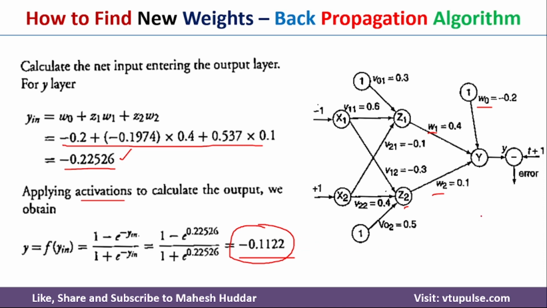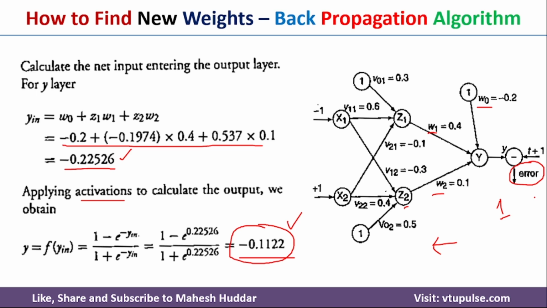But what is the actual output we have been given? The target output is equivalent to 1 now. So this is not equivalent to 1. So what do we need to do? We need to calculate the error term. Once you calculate the error term, we have to propagate that error backwards in the backpropagation algorithm, and then we need to update these weights.